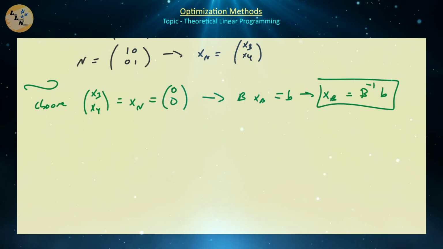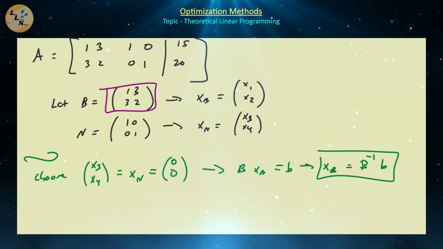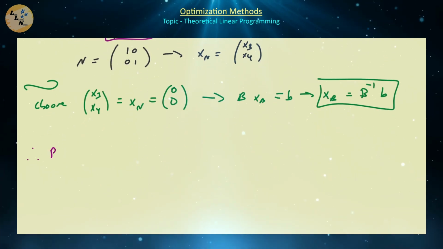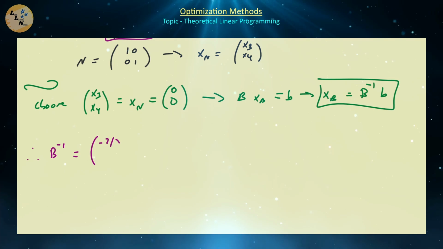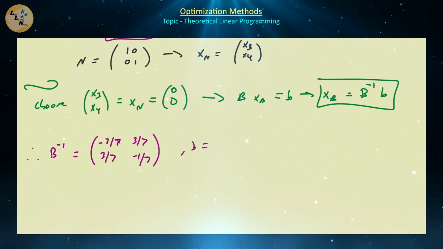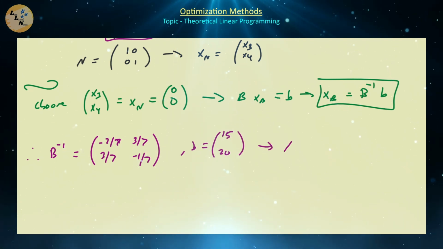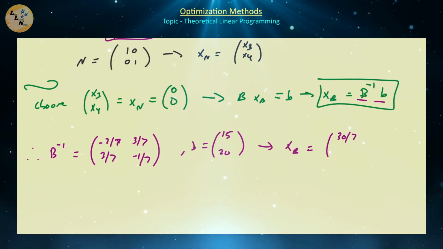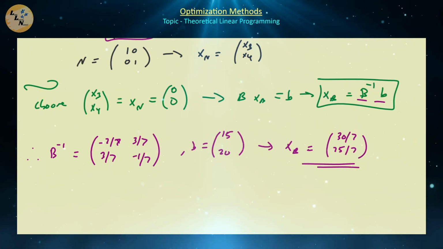Remember, if we have our B chosen to be this nice little 2 by 2, we have some tricks to find its inverse. So B inverse is going to be equal to [-2/7, 3/7; 3/7, -1/7]. Our column vector b was again 15, 20. That means xB is going to be the product of the inverse of B times b. We already know that the inverse of B exists because the determinant of B is non-zero. So you can find that xB is going to be equal to 30/7 and 25/7. Does that look familiar? It should, because that's the same exact corner point that we investigated before.